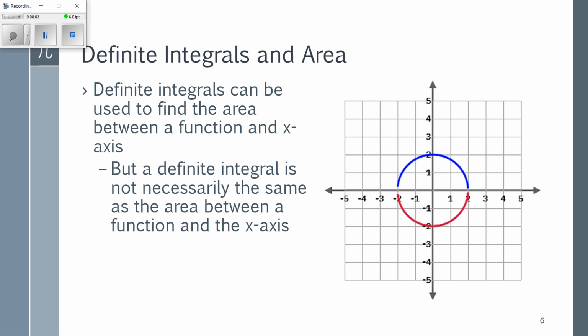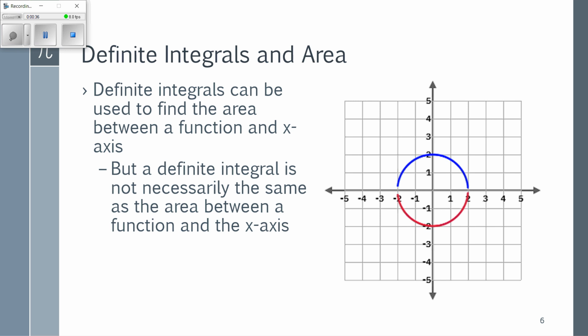So definite integrals we've approached by talking about in terms of areas of rectangles if we go up to an infinite number of rectangles. But I do want to introduce here a really important concept for us. Definite integrals can be used to find areas between a function and the x-axis, but they're not necessarily the exact same value as the area between a function and the x-axis.